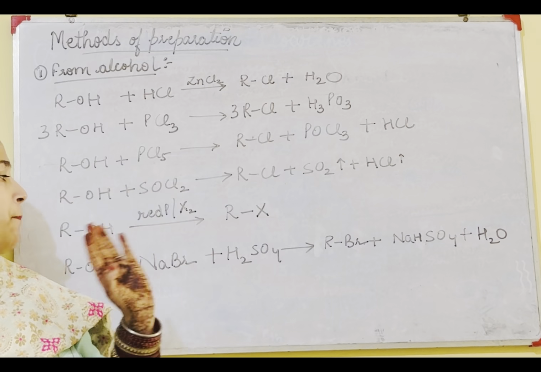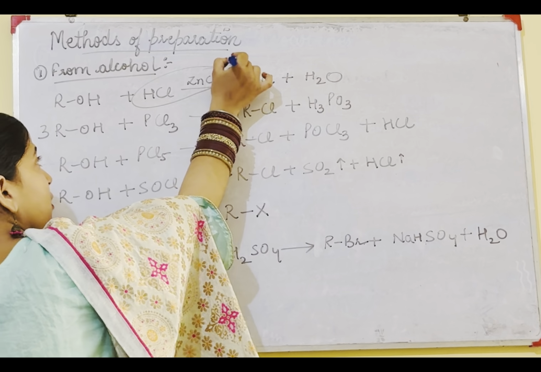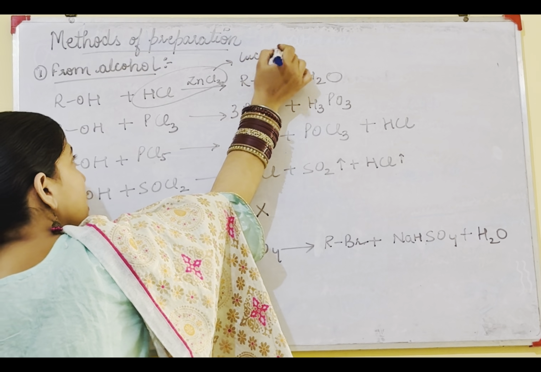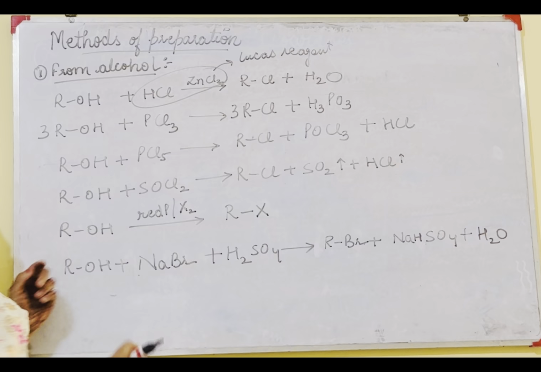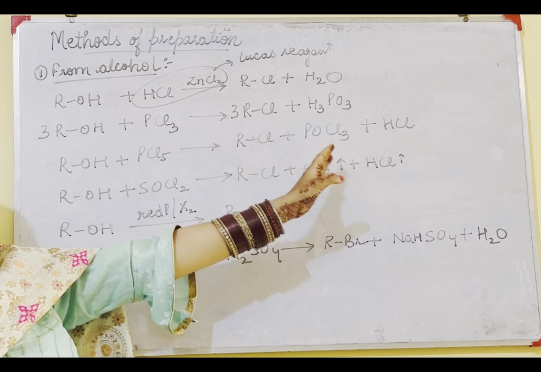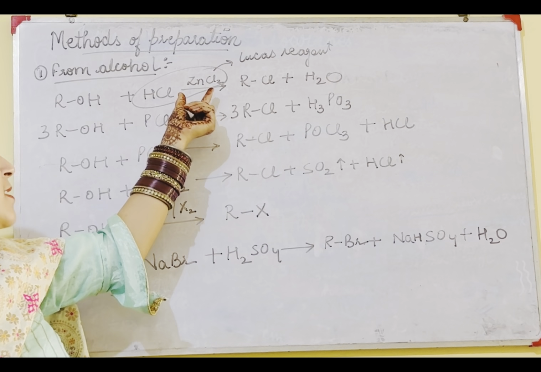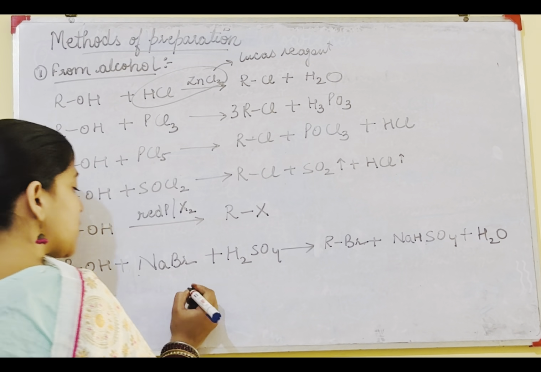Today we will begin a new topic, methods of preparation of haloalkanes. This collectively is known as Lucas reagent. When it reacts with HCl in the presence of zinc chloride, it will form RCl. Here this zinc will act as the electron acceptor. What is the role of zinc here?